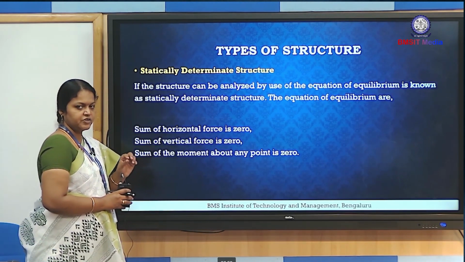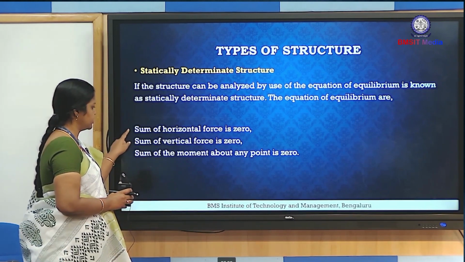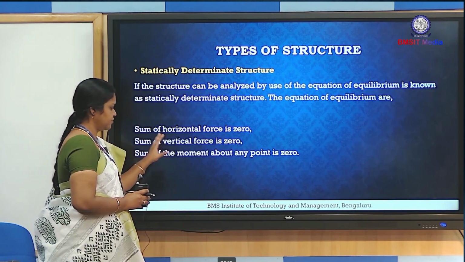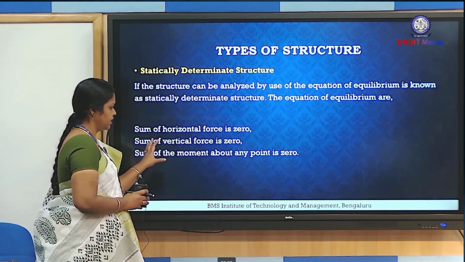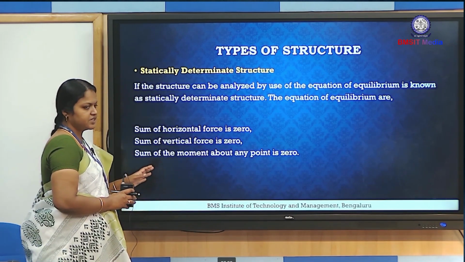Now we have to identify whether this structure comes under determinate or indeterminate. For that we should know what the equations of equilibrium are. Three equations of equilibrium are there. Already we know: sum of horizontal force equal to 0, sum of vertical force equal to 0, sum of the moment about any point equal to 0. Equilibrium means a stable condition.